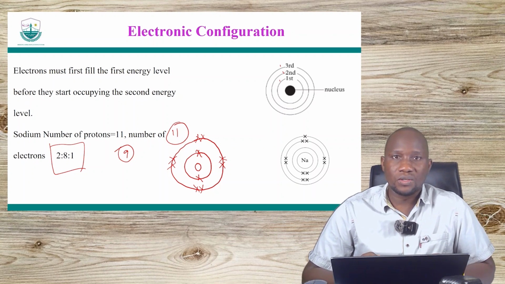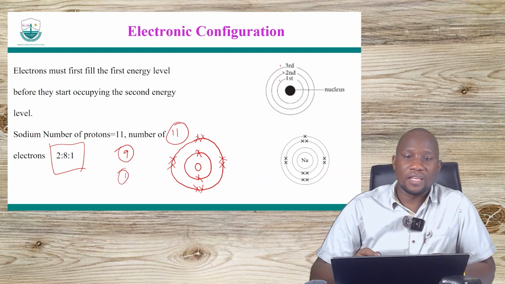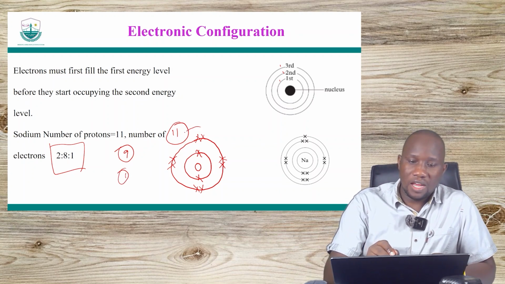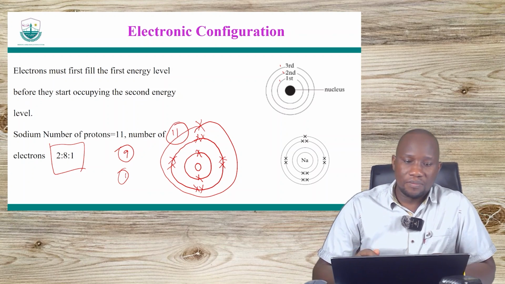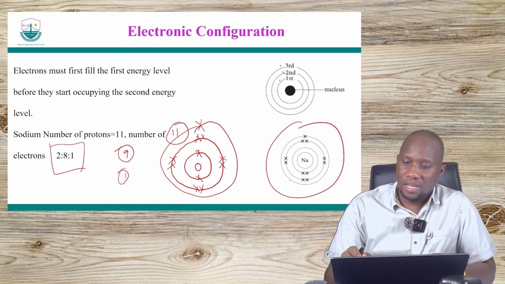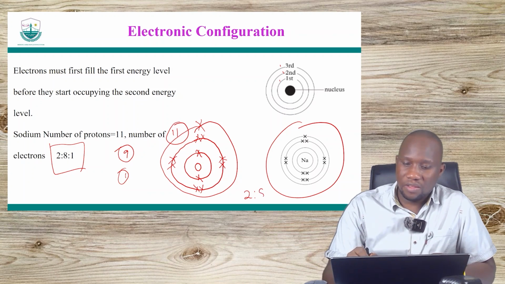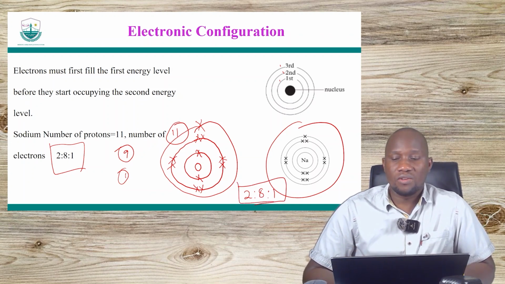So those are 8 electrons, right? How many are remaining? 1 electron is remaining. So you put another shell and have 1 more electron there. Okay, so this is basically what you have here. The innermost is 2. That's the first shell. The next one is having 8. The next shell is having 1. So this is the electronic configuration of sodium.